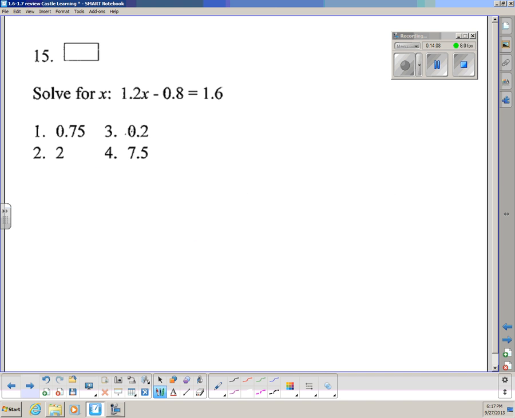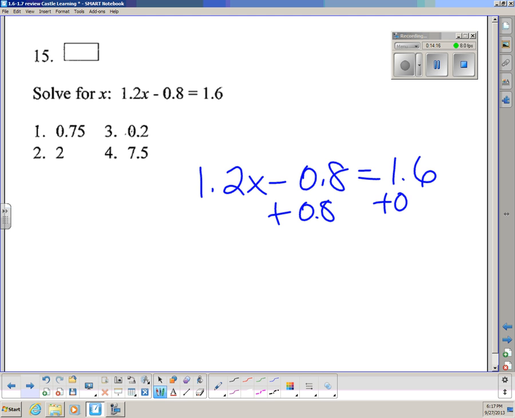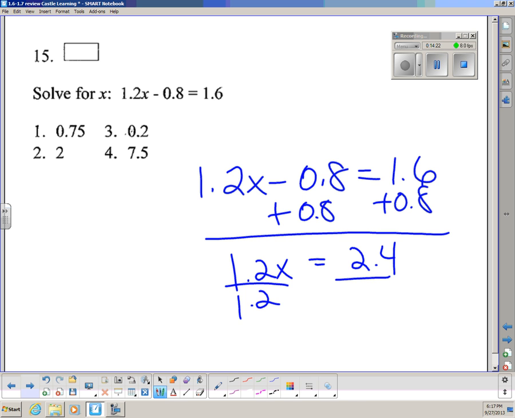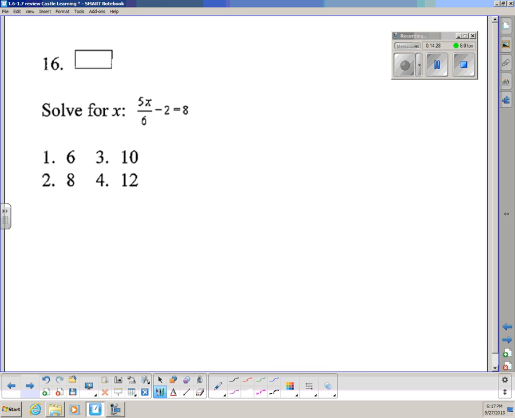Number 15. Solving for x, 1.2x minus 0.8 equals 1.6. Adding 0.8 to both sides, we get 1.2x equals 2.4, divided by 1.2, and x equals 2. Final answer. 16, solving for x, 5x over 6 minus 2 equals 8.